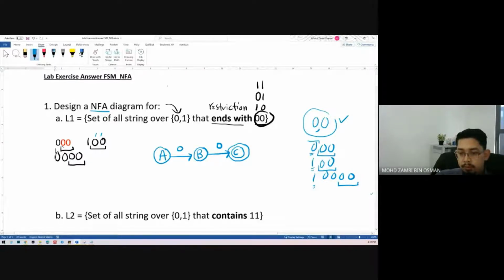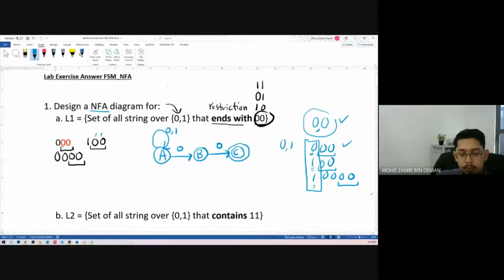Based on the sample test inputs that we have here, we try to figure out that 0 and also 1 may be the first input for this case. That's why for state A here, the first state in this diagram, we don't bother whether it is 1 or 0. We can put 0, 1. So we have here 0, 0, 0, and 1, 0, 0. What about this one, which is 1?